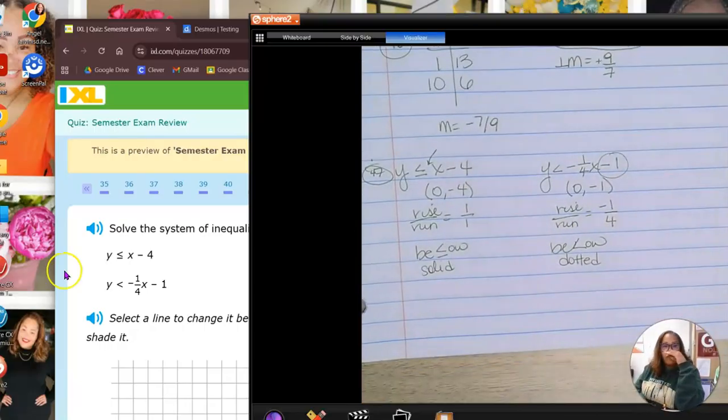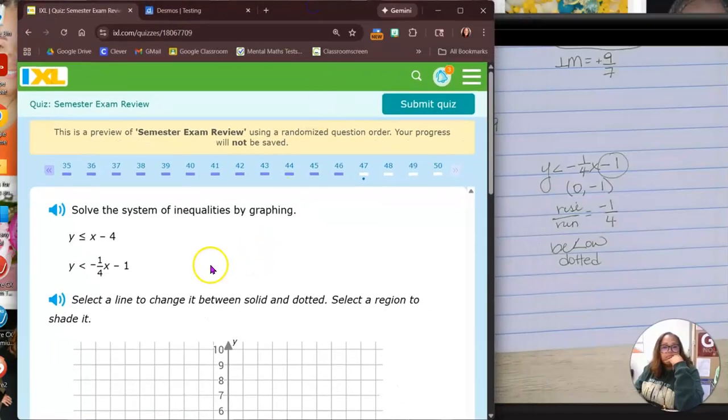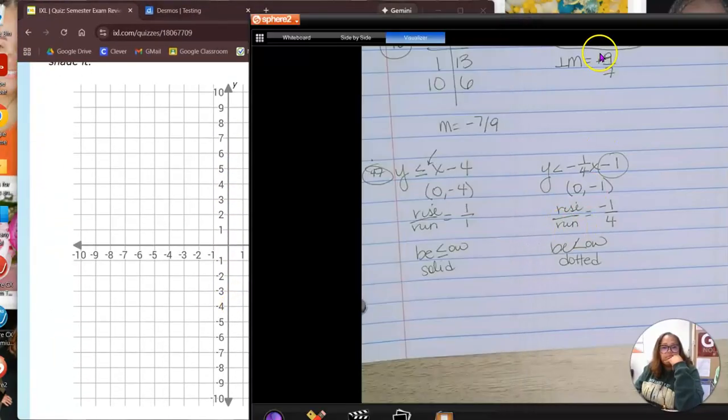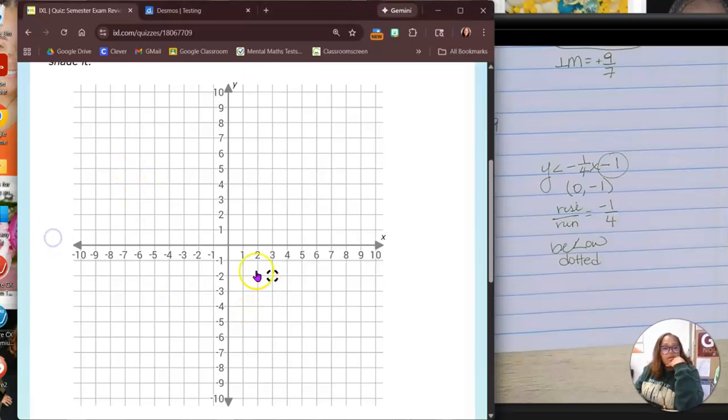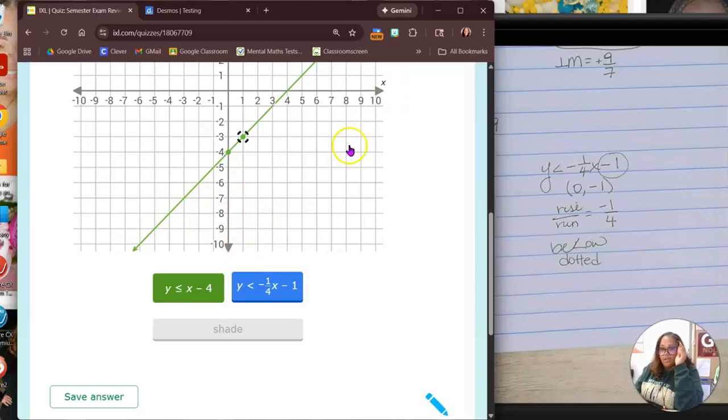All right, let's get to graphing. Zero, -4. I forgot that quickly. Brain fart. Okay, 0, -4, and my slope is rise 1, run 1. There's my line. And my line should be solid. I'll wait for the shading at the end. This will be shaded below.